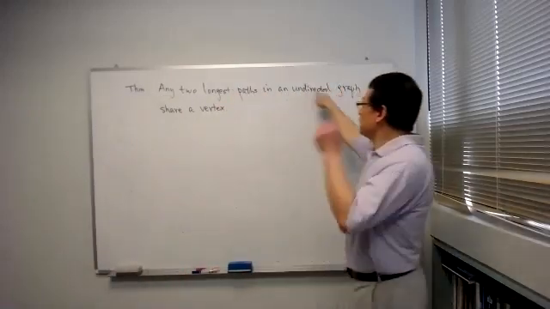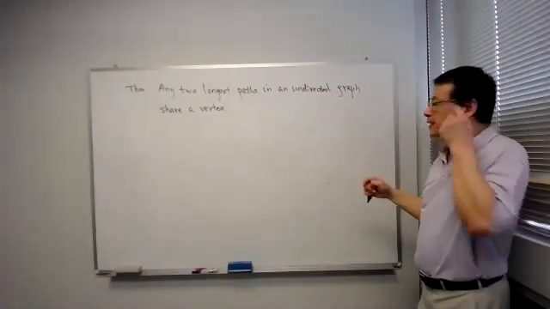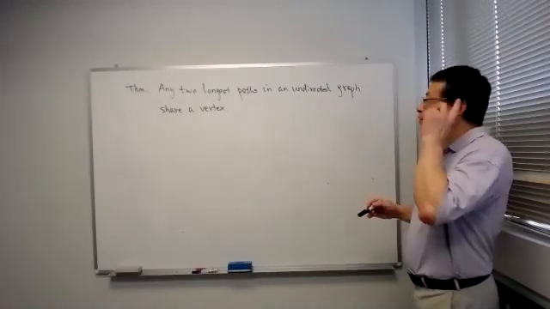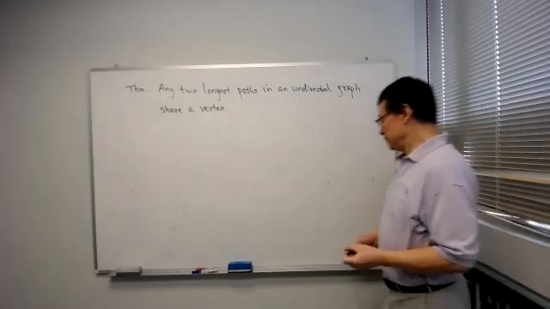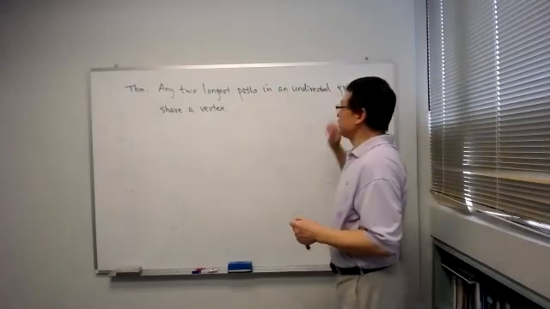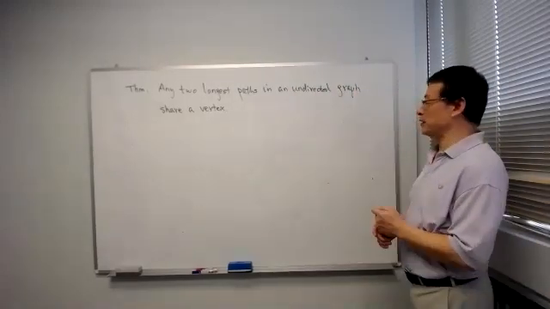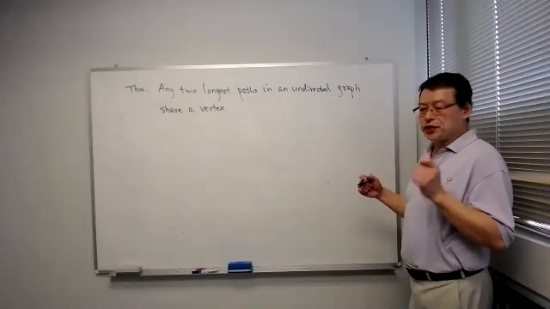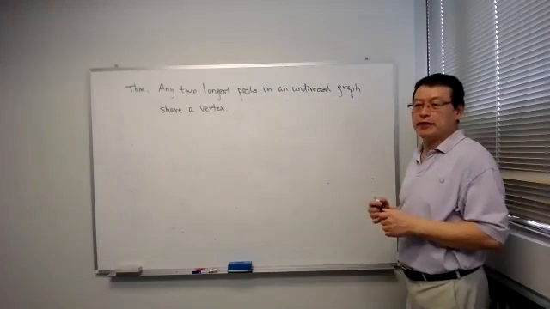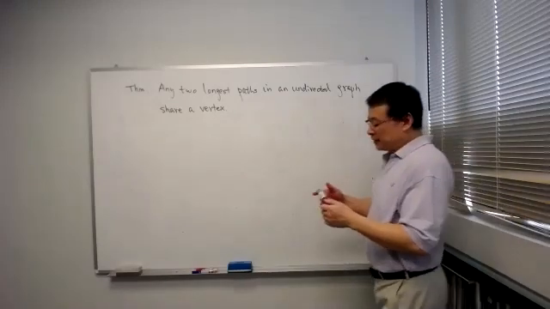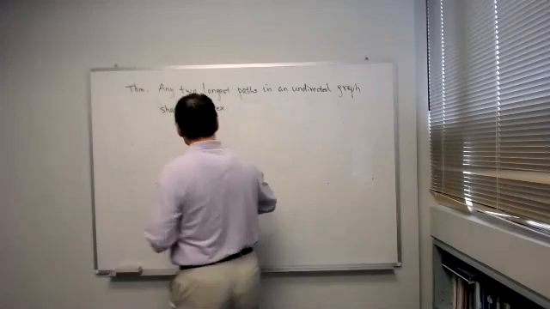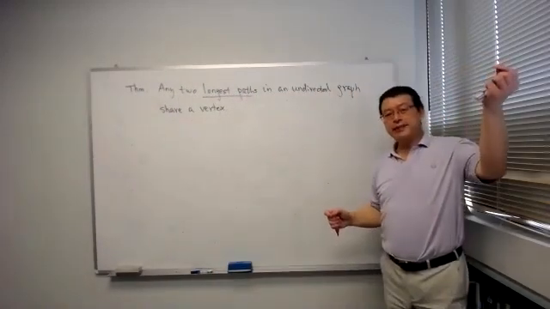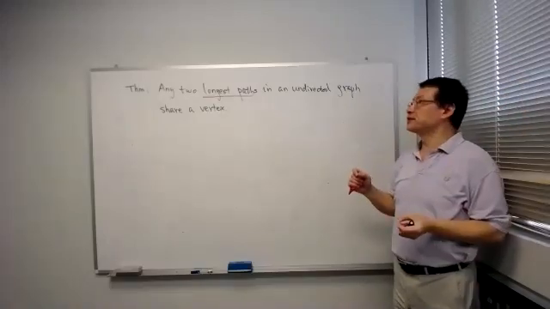Here I want to emphasize undirected graph, because we are discussing undirected graphs, and things may be different from directed graphs or digraphs. So I put undirected graph to make sure that we're talking about undirected graphs. What it means is if I take any two longest paths, then they must have one vertex in common. So here two longest paths means the longest path and the second longest path.